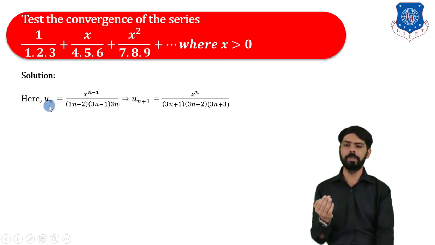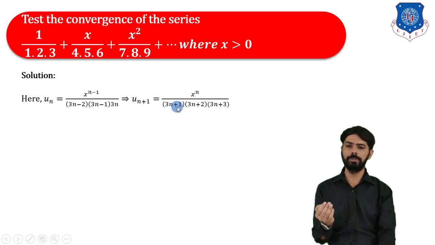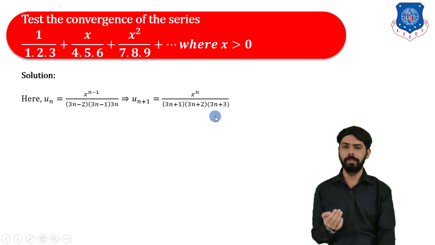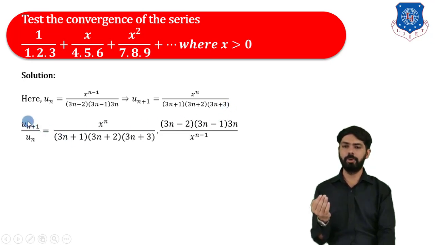Same way if we put n is equal to 3 in this un, it will be x raised to 3 minus 1, so x raised to 2 divided by 7 into 8 into 9, which is the third term. So this is un. Now we will find out un plus 1. For that we will replace n by n plus 1 in un. So it will be x raised to n divided by 3n plus 1 into 3n plus 2 into 3n plus 3. Now we will find out the ratio of these two, that is un plus 1 divided by un.